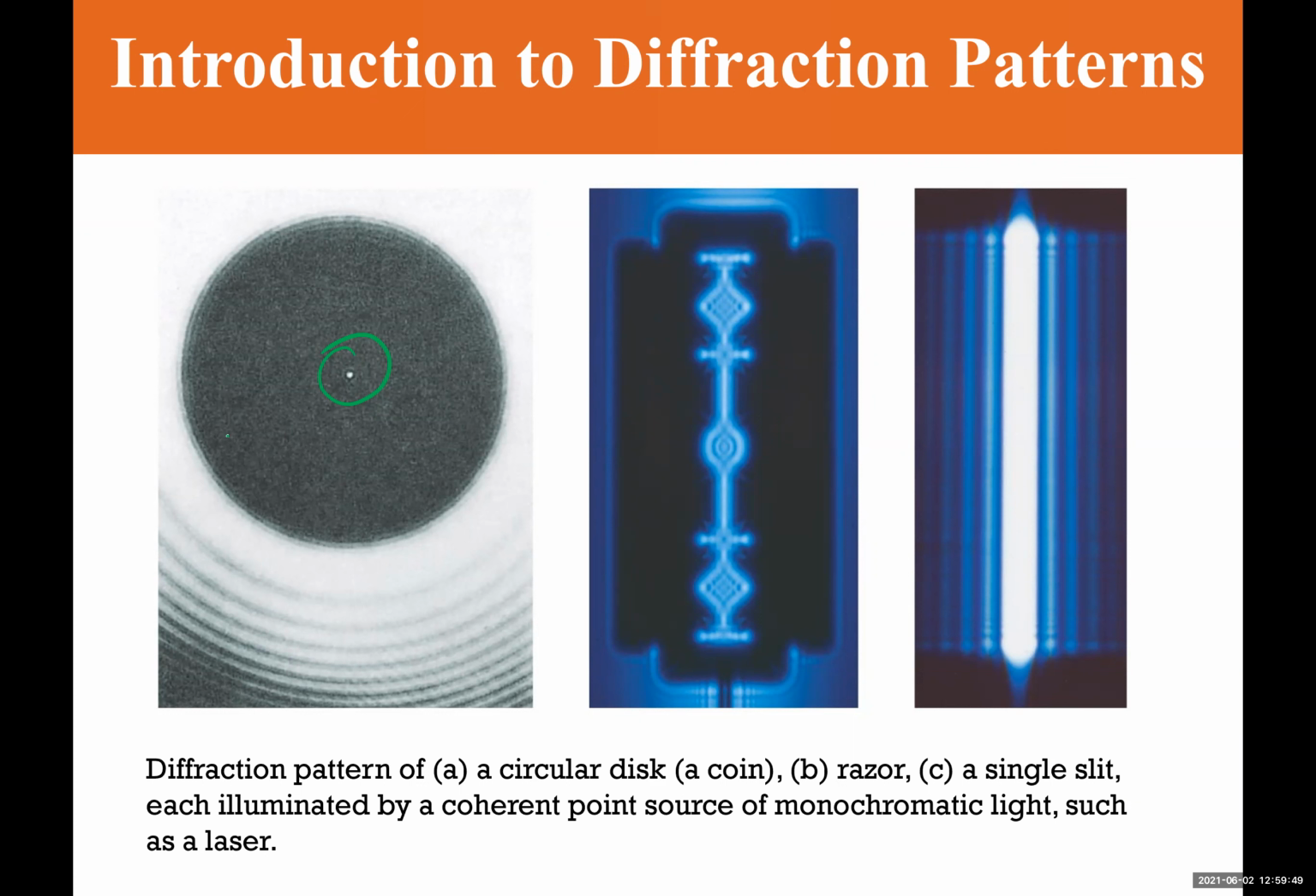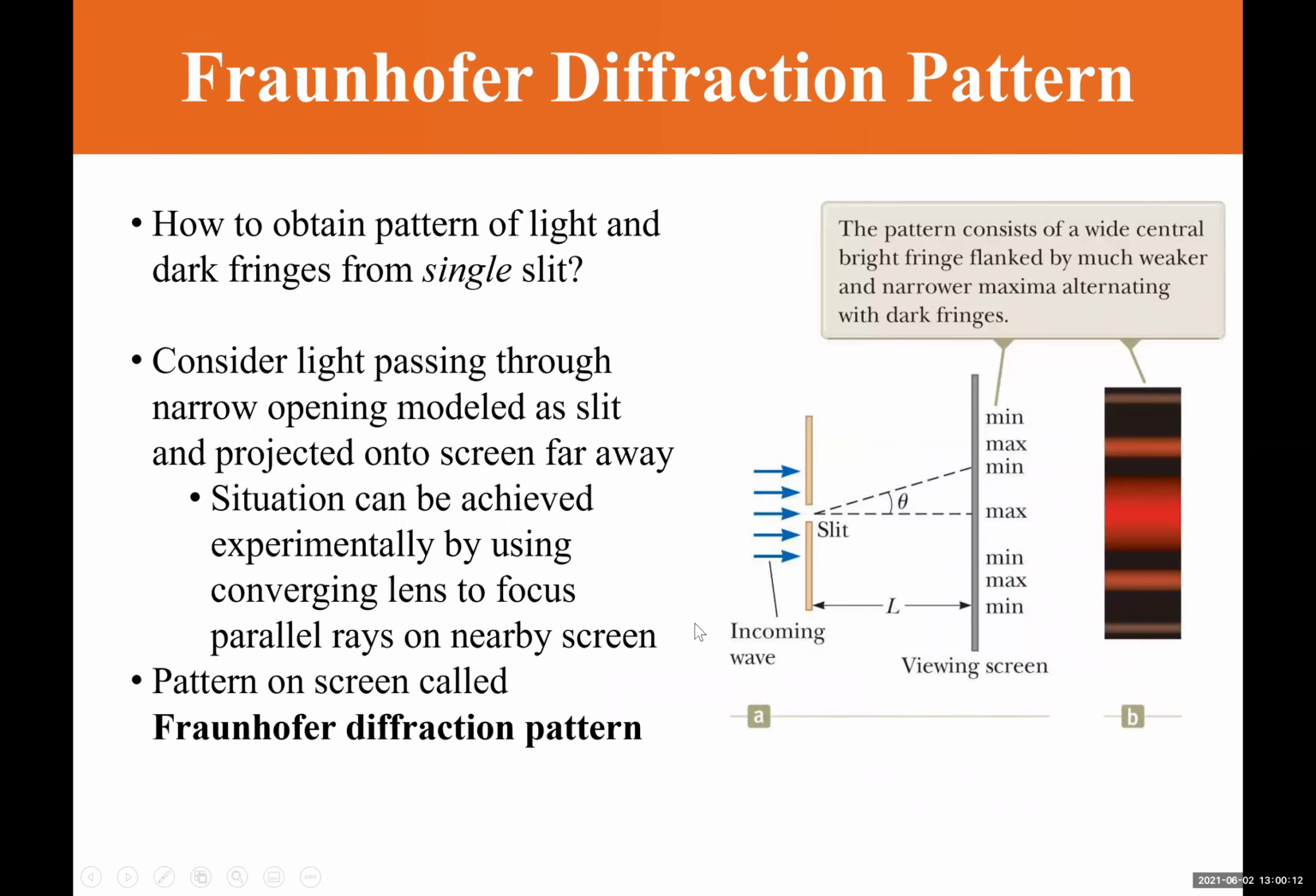What we do here is we assume that each is illuminated by a coherent point source of monochromatic light. That means the wavelength of the light doesn't change, so we don't have light that has different wavelengths. Let's say it's either green or blue or yellow. That's what monochromatic light means. Okay. So then let's look at what we call Fraunhofer diffraction patterns.